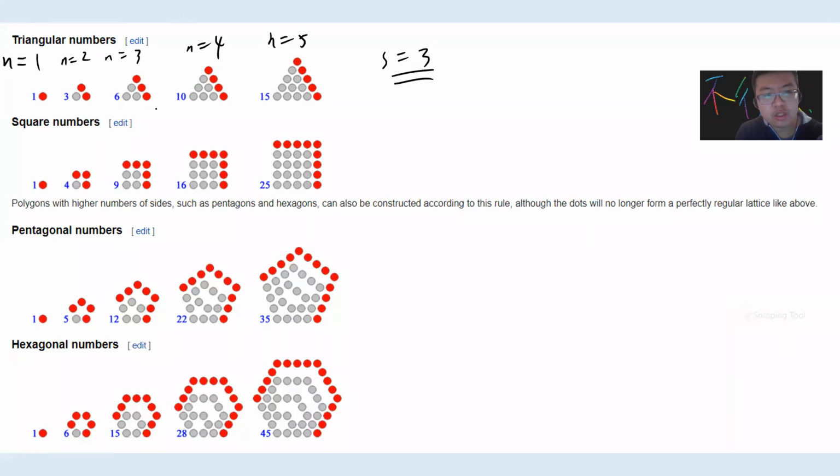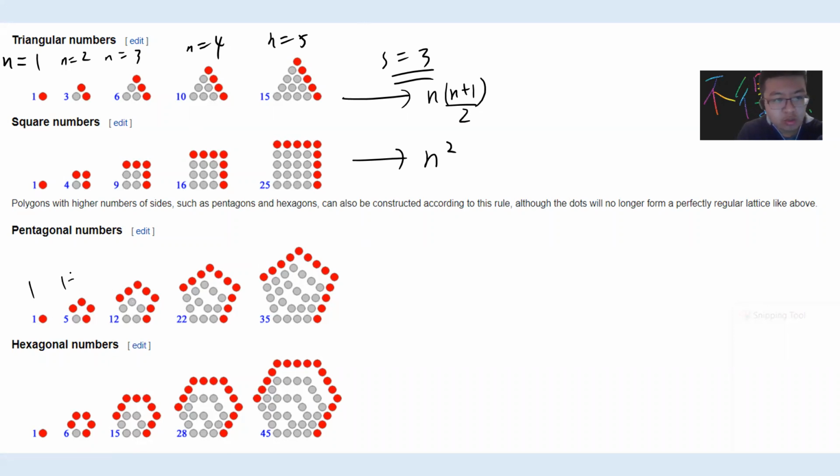So 1, 3, 6, 10, 15, which is the triangular number. And the square number is trivial, which is 1, 4, 9, 16, 25. Okay, so obviously the nth triangular number is n times n minus 1 divided by 2. This is just n squared. Okay, the pentagonal number is a little bit tricky. So you get 1, 5, 12, 22, 35.